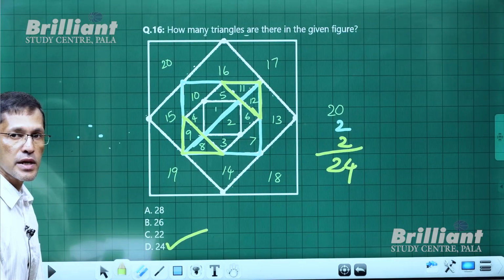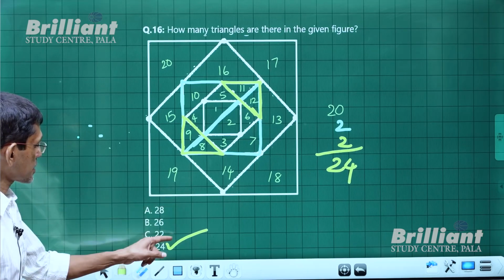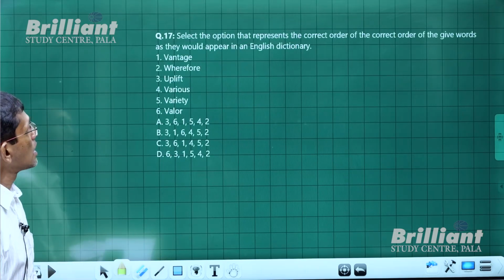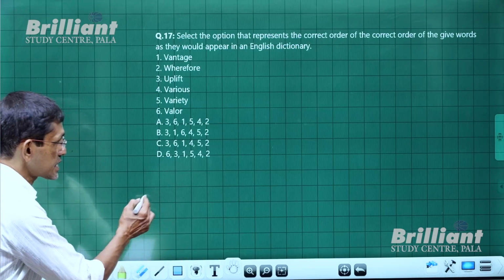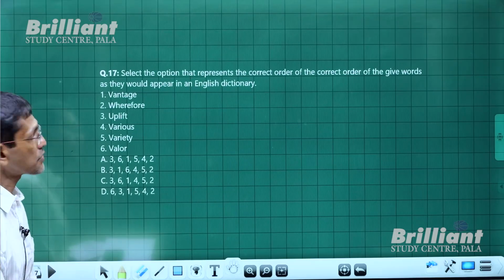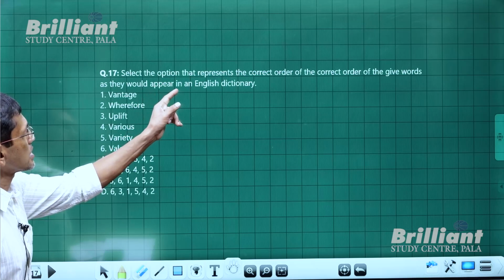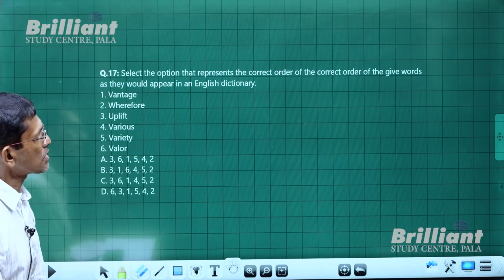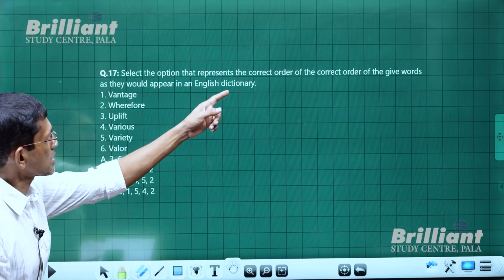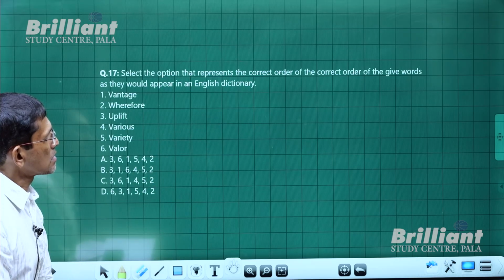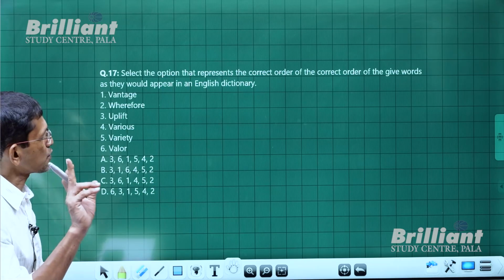All right, let's look at the next question. Here the answer we have is 24. Now question number 17, which looks like a straightforward question. Select the option that represents the correct order. The phrase is given two times, so ignore it. Just one time is good.